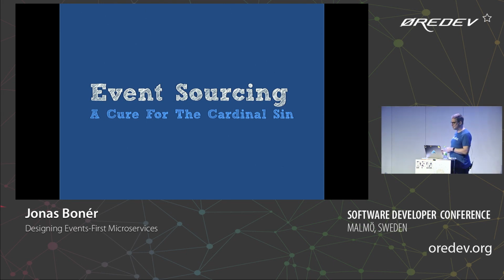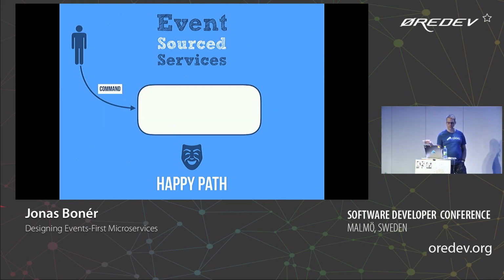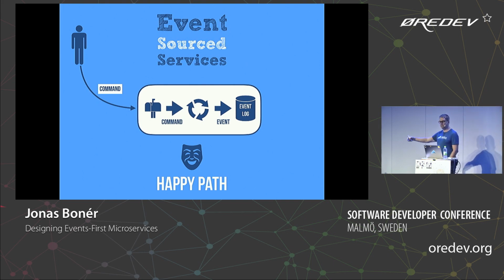Okay, and the way it works is that, let's first go through the happy path. Let's say you have some user sending in a command to this event sourced service. It's put on its mailbox, and the command causes some state change. That state change creates an event, and we store that event in the event log, in order, in an append-only fashion. One event, two events, three events, four events, etc.